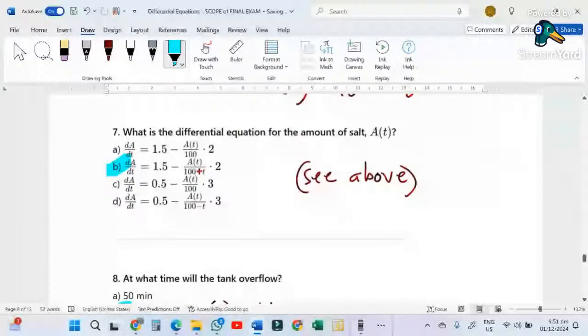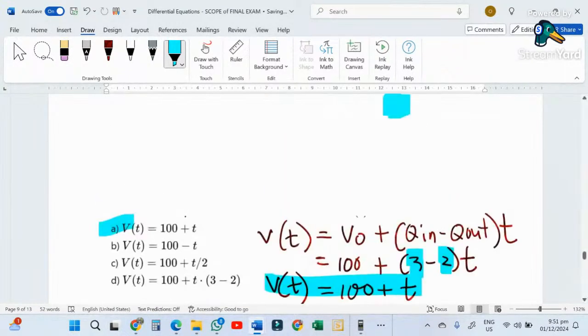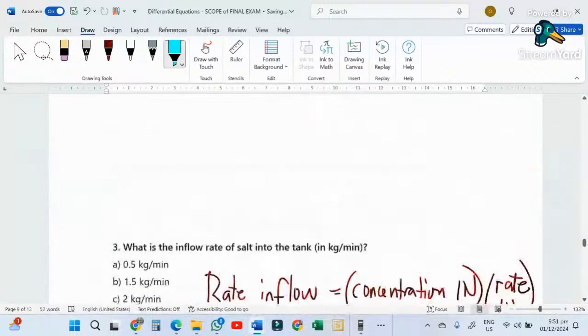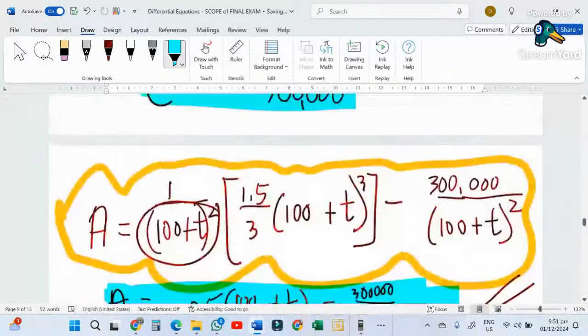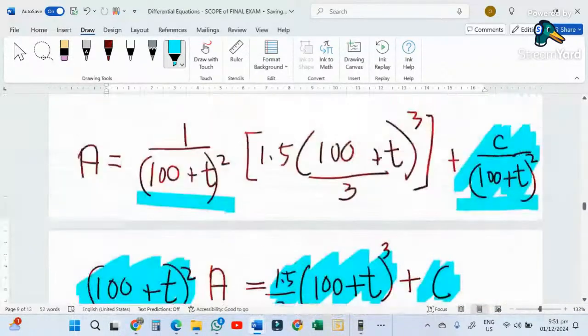Number 7, what is the differential equation for the amount of salt A of t? We already have done this one. It says C above. Can you remember the first part that we did? The first part that we did. I'm scrolling to it.